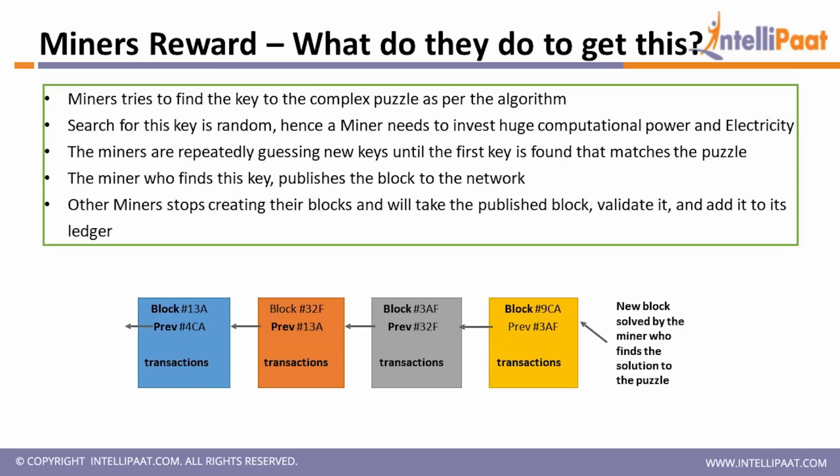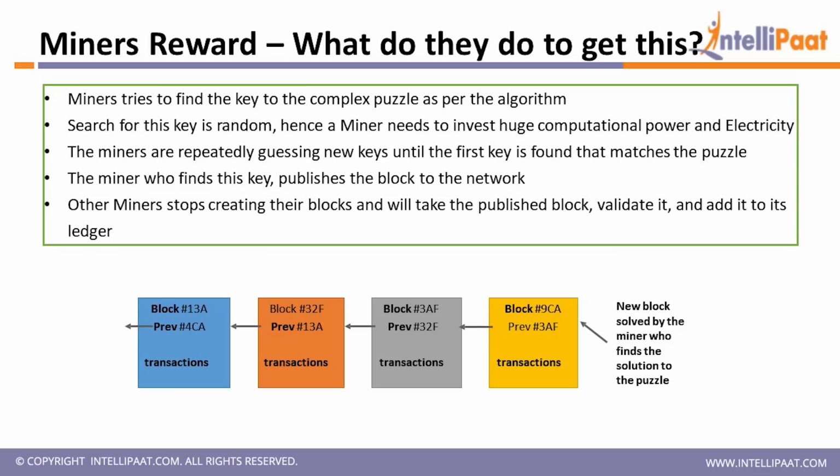Miners get the reward. What do they do to get this? Miners try to find the key to the complex puzzle, as we have already seen. The search for this key is random. Hence, a miner needs to invest huge computational power and energy. The miners repeatedly guess new keys until the first key is found that matches the puzzle. That is the nonce. The miner who finds the key publishes the block to the network.